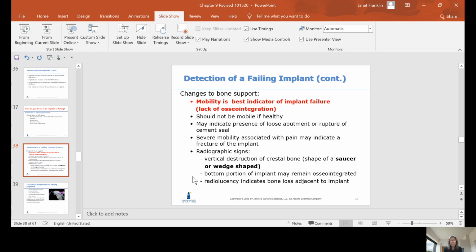Vertical destruction of the crestal bone. So in other words, if you get defects, vertical defects, they're going to be a wedge shape or a saucer round shape. In other words, if you were to move the implant around like this, you're going to make a saucer shaped hole. The bottom portion of the implant may remain osseointegrated, so it may just be around the top. So it may be spinning like this. And the radiolucency indicates that bone loss is adjacent to the implant.